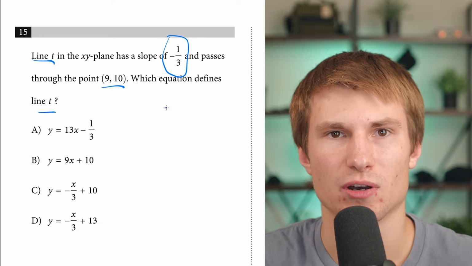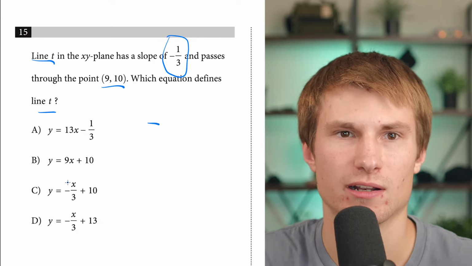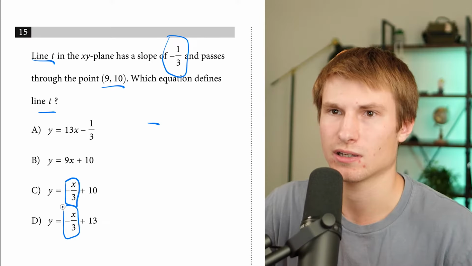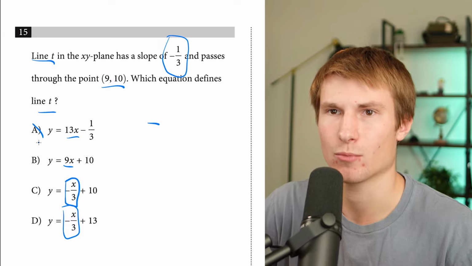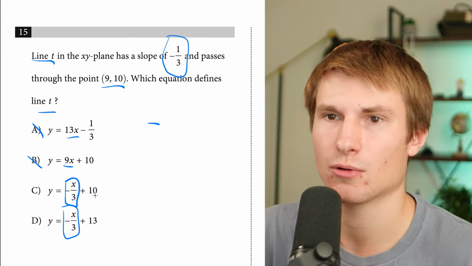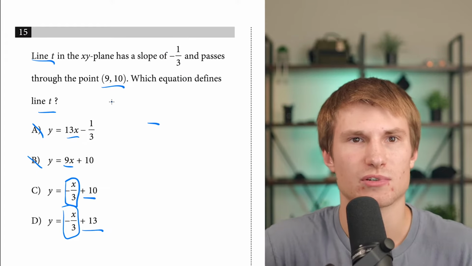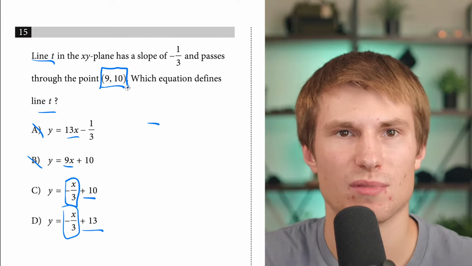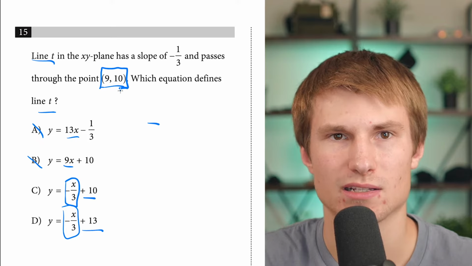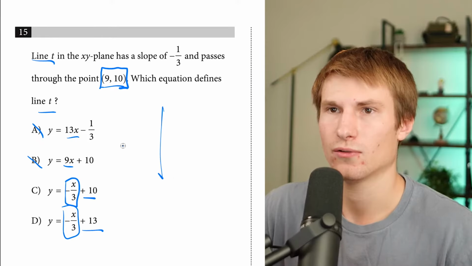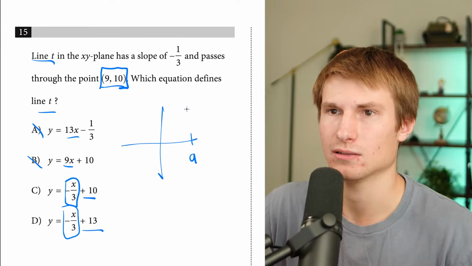We're looking at a slope of -1/3, which could be rewritten as negative x over 3, like it is in these two. The slope in A and B are both going to be wrong, so we'll get rid of both of those. From there, we're looking at y-intercepts. We have one that's +10 and one that's +13. So what I'll take a look at now is the points that it gave me. We see it goes through the point (9, 10). So that's a 10 value for y at 9.